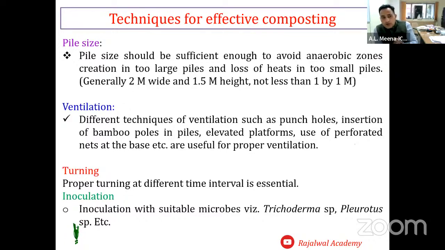Now, turning is also an important part of preparing effective compost. You have to turn your compost at an interval of 15 days or 7 days, whatever interval you are using, you should turn your composting material. And then inoculation is an important part to start the process and to repeat the process of composting. You can inoculate the composting material with different kinds of inoculants.